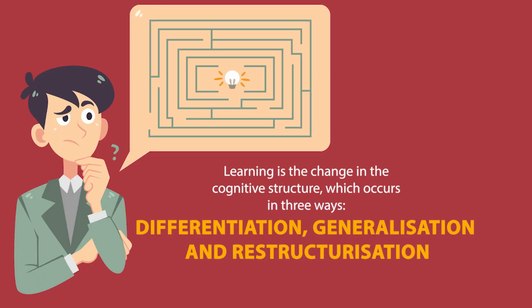The cognitive approach gives importance to cognition, that is, the perception in learning. Learning is a change in the cognitive structure, which occurs in three ways: differentiation, generalization, and restructurization. Differentiation begins by differentiating aspects of oneself and one's environment.